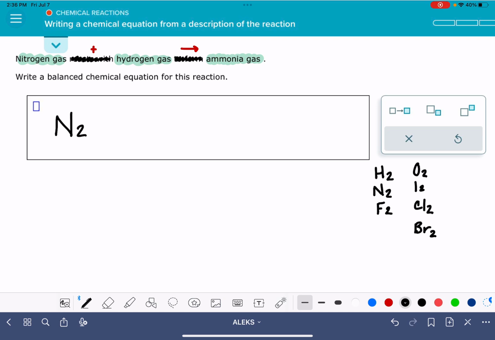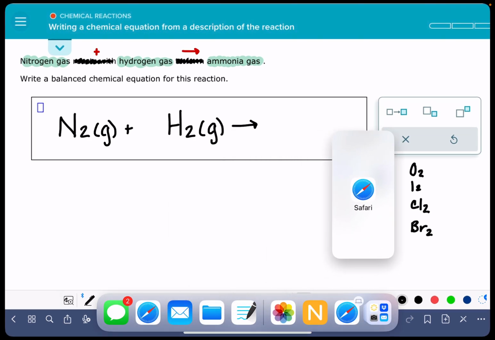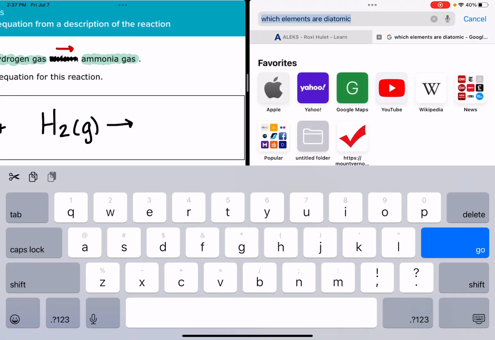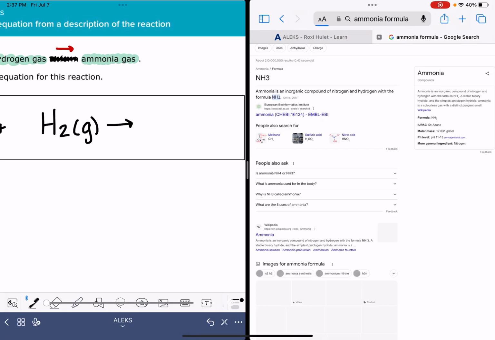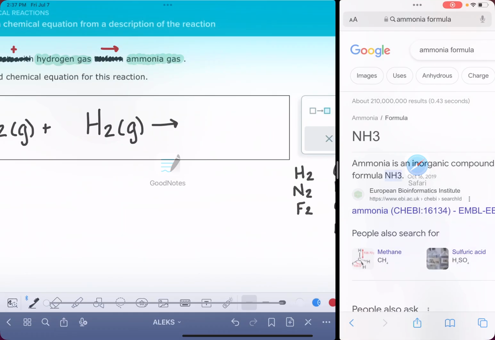So I know that I have nitrogen gas. I'm going to write that as N2, and ALEKS does want you to include the states. And it is reacting with hydrogen gas, H2, and I'm going to include that state as well. And it is producing ammonia gas. Now here is one, maybe you have the formula for ammonia memorized, but probably not. And that's okay if you don't, because you can just access the internet and look up the formula for ammonia gas. So I could just type in the formula for ammonia. Don't get it confused with ammonium, and this is telling me that it is NH3. And feel free to do that.